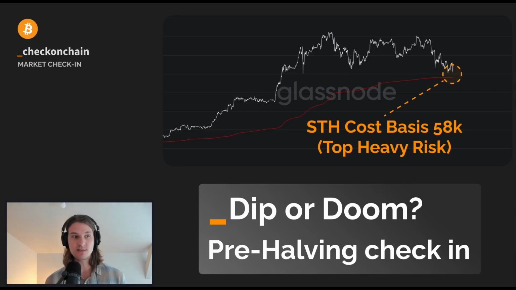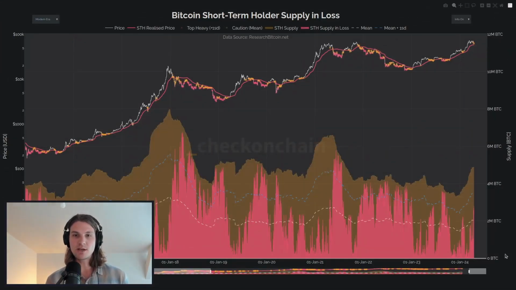And without further ado, let's get stuck right into the analysis. As I mentioned, we're going to start by looking at the short-term holder supply in loss. This is a metric that we covered in a bit of detail in our first paid Substack post, really looking at this concept of top heaviness. So I won't go into all of the details. You'll find all the juicy details over there in that post, so I'd strongly recommend checking that out.